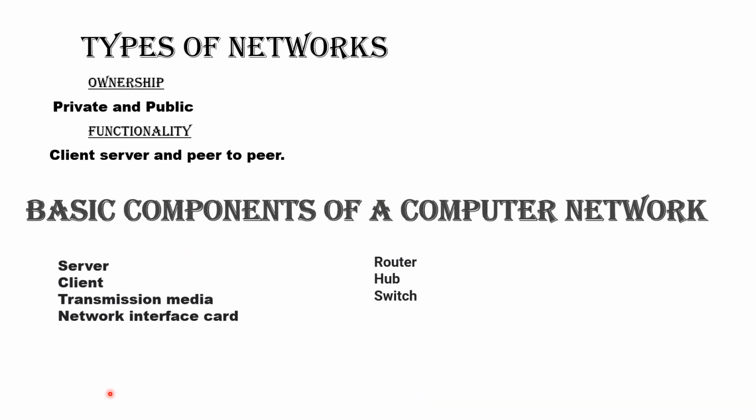Then there is the ownership, where there is the private and the public. In the private, there's restricted access. Not anyone can access the network. Then there's the public network, which has no restricted access. Anyone can access the network. This is like the internet.